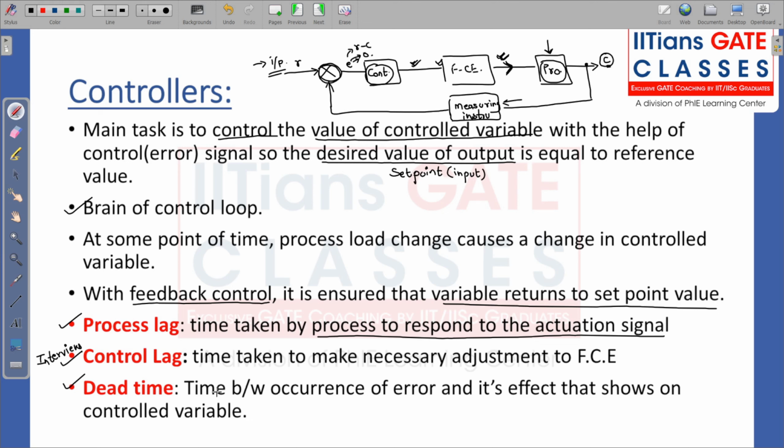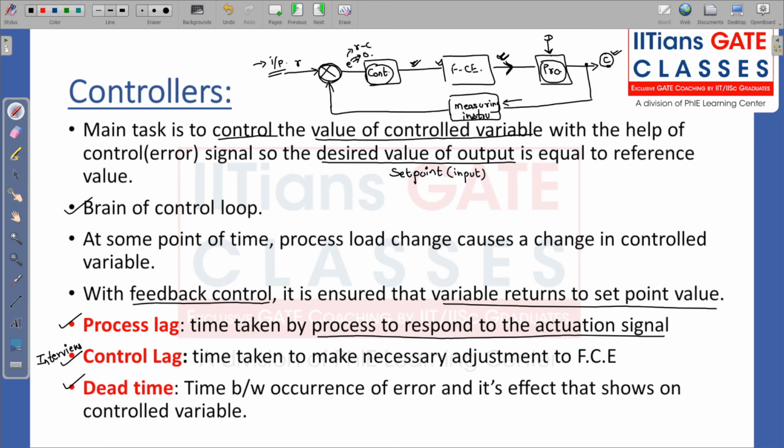Now dead time. So time between occurrence of error and its effect that shows on controlled variable. Suppose there is some occurrence of disturbance or error. Okay. So after how much time it is displayed, or after how much time that error is getting detected at this point in the controller, that is what is called your dead time.